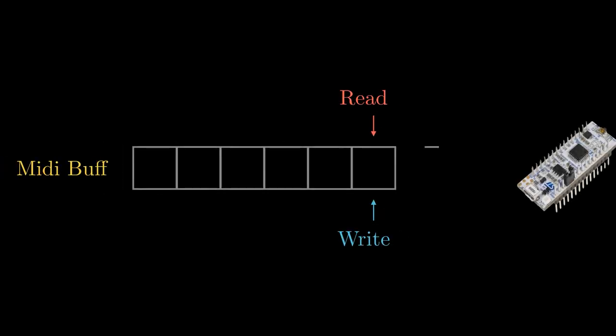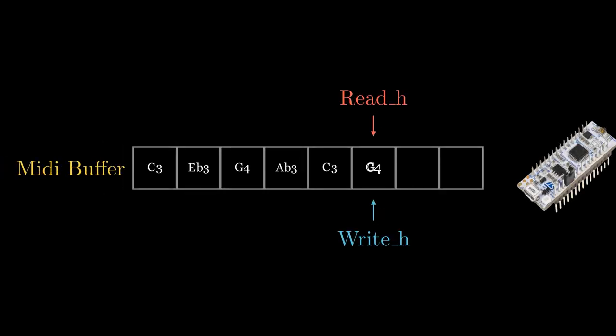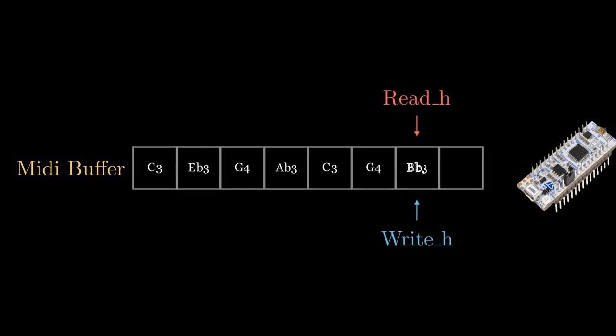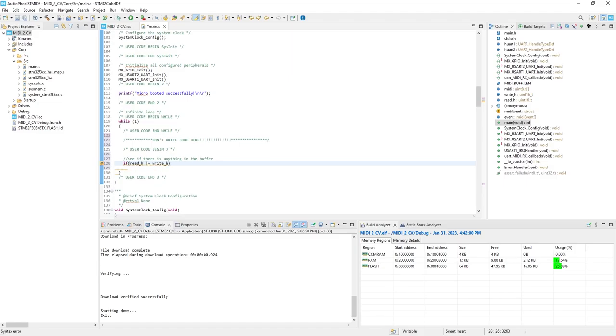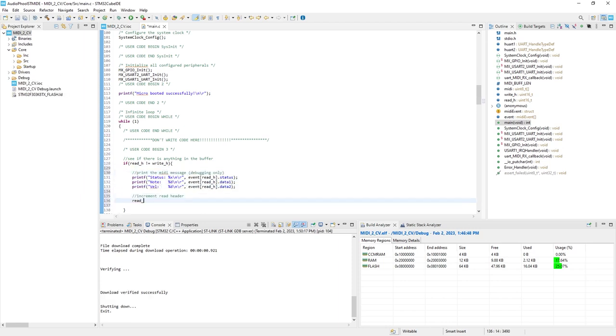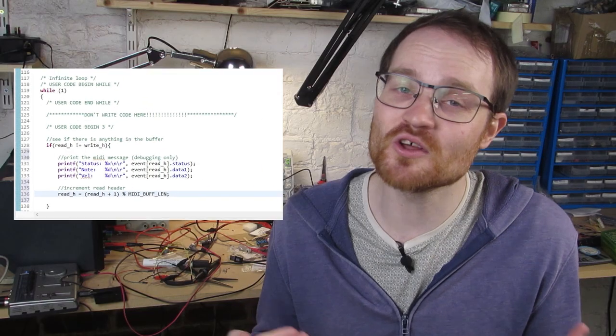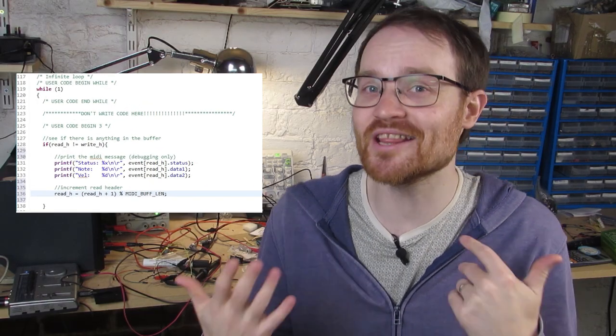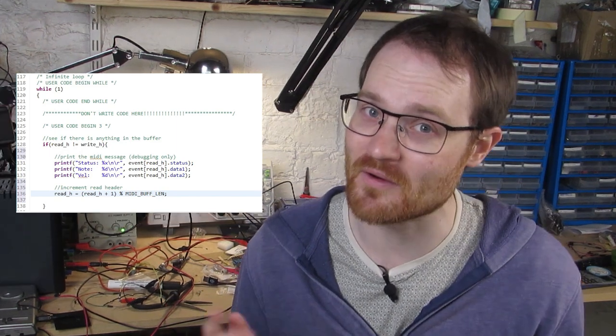Do you remember I incremented the write head when we'd received a MIDI message? So if we've incremented the write head but we haven't incremented the read head, then that means we've received a MIDI message that we've not read yet. For now, we'll just print the messages out and increment the read head the same way we did the write head. So that will then read all the messages out until we've caught up with that write head. This makes sure that when we've received any MIDI messages, we're reading them out as quickly as possible and in the order that we received them, which is obviously very important as well.